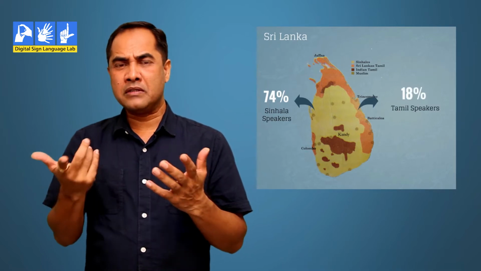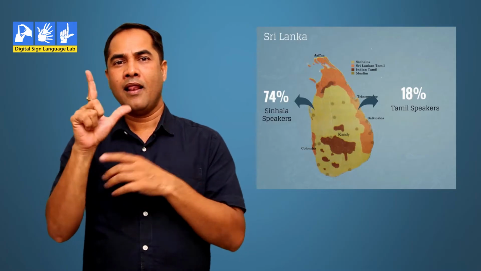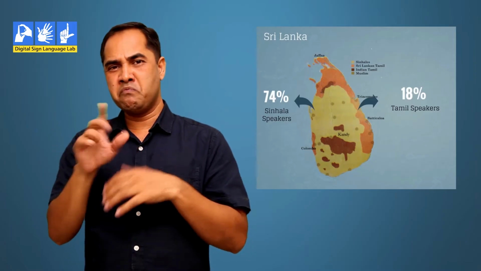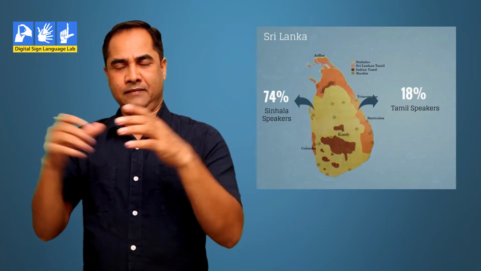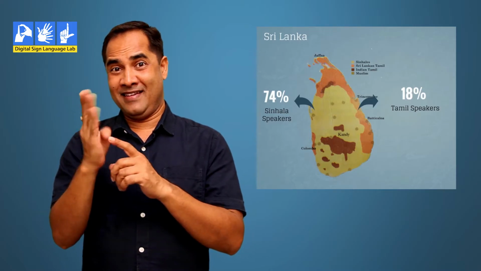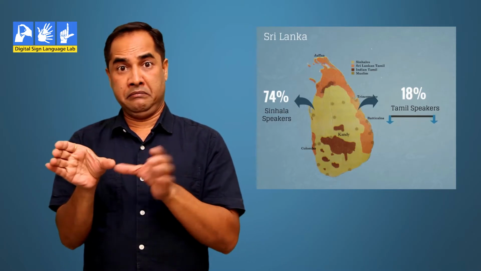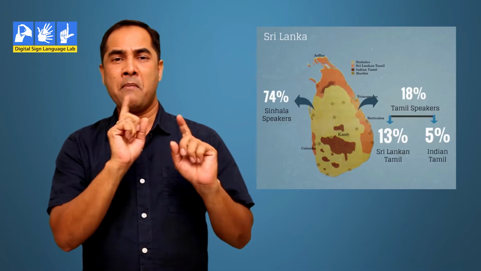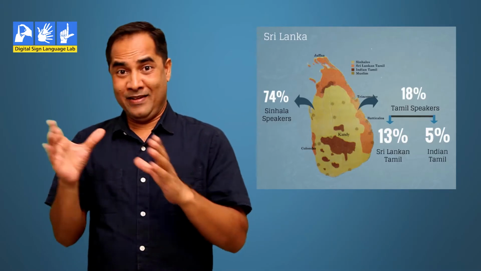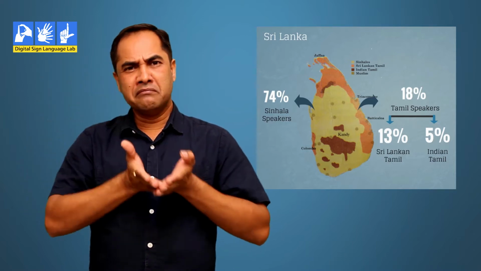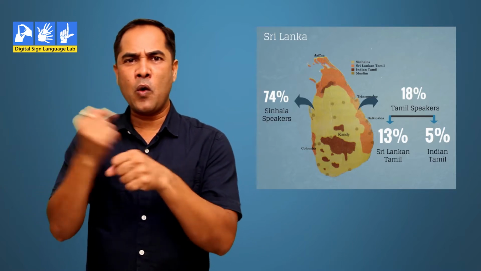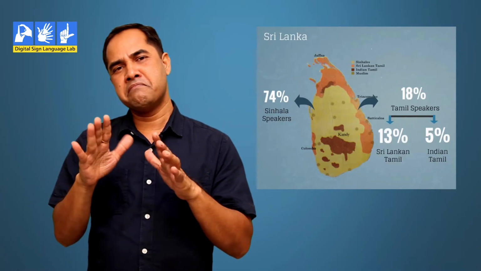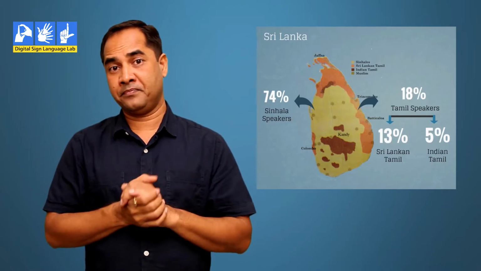The second group, 18%, is the Tamil-speaking community. Same as in India, we have the Tamil language. This group is around 18% of the population. The Tamil group has two subgroups. One is the Sri Lankan native Tamil group. The second one are people who have migrated from India during the colonial period for work and for many other reasons. These are two subgroups.